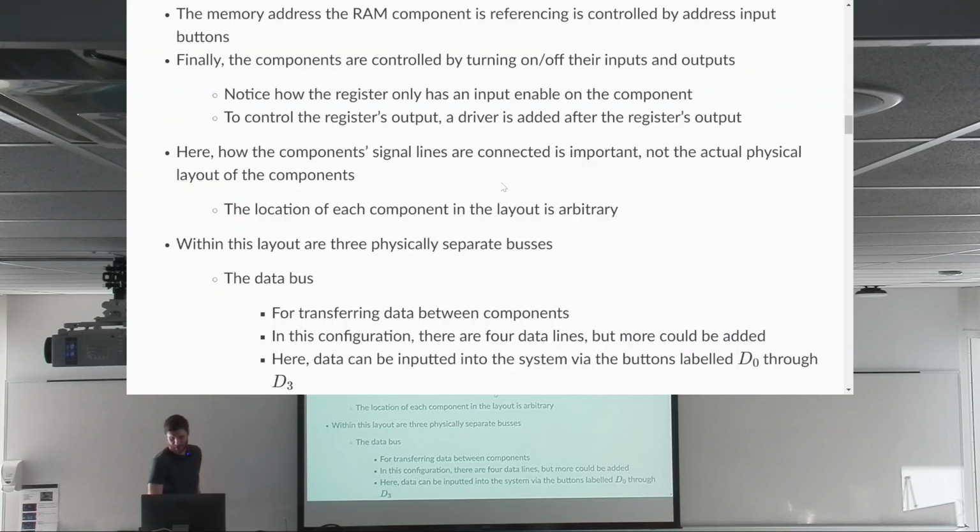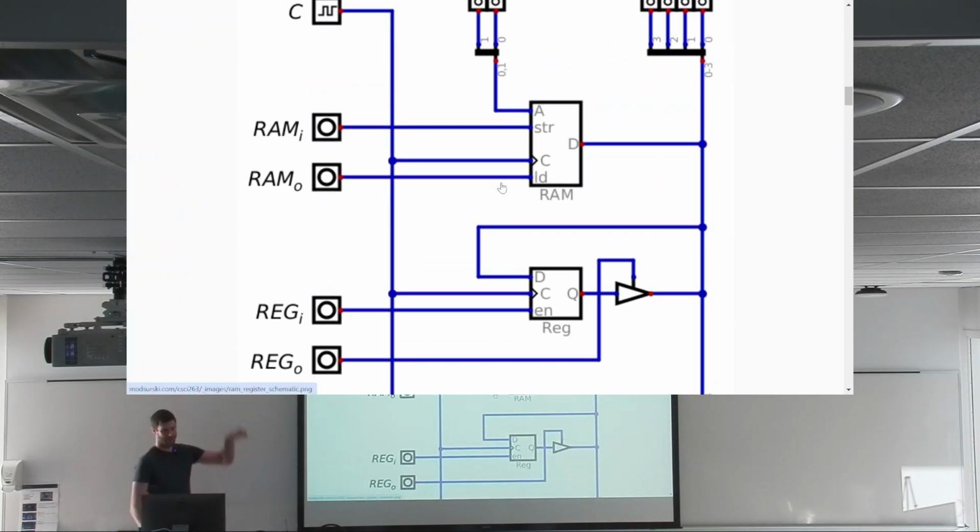Here, how the component signal lines are connected is important, not the actual physical layout. What I mean by this is the fact that RAM is up here and the register is down here and the data lines are over there and the control signals are over here. We can move these things around. That doesn't really matter. All that matters is that they're hooked up this way, okay? I just thought this was a nice layout.